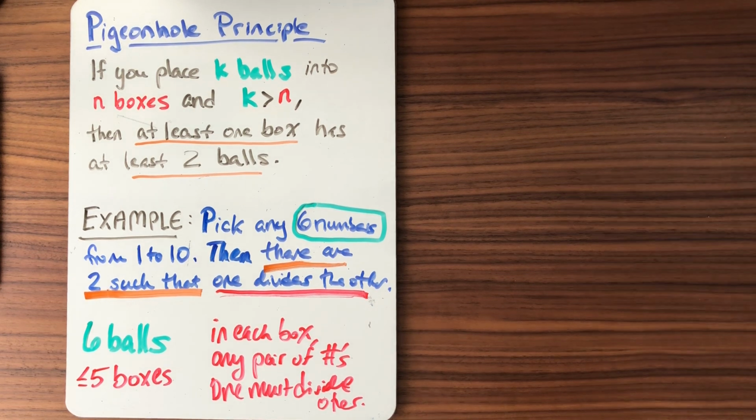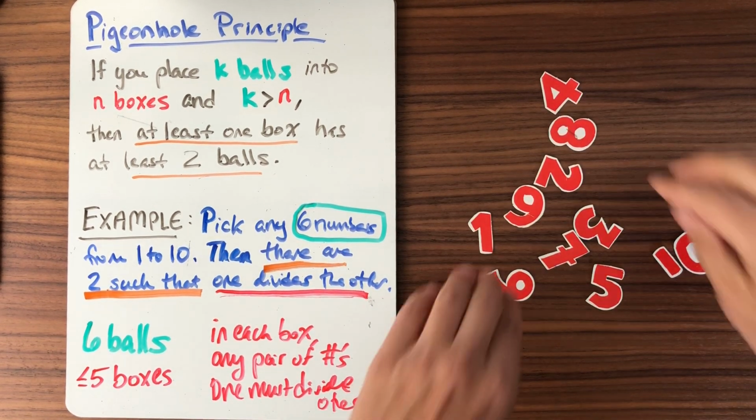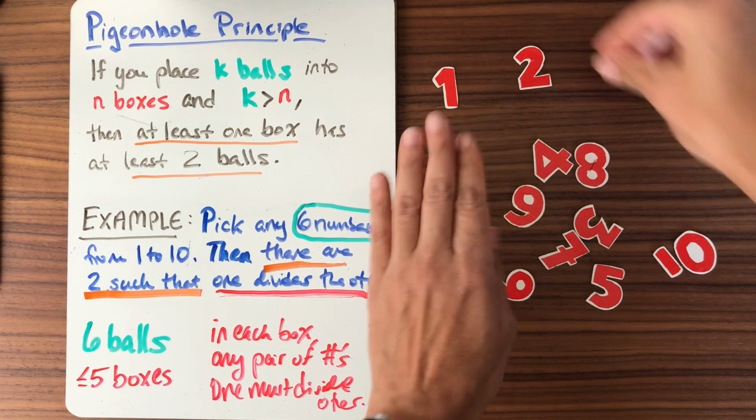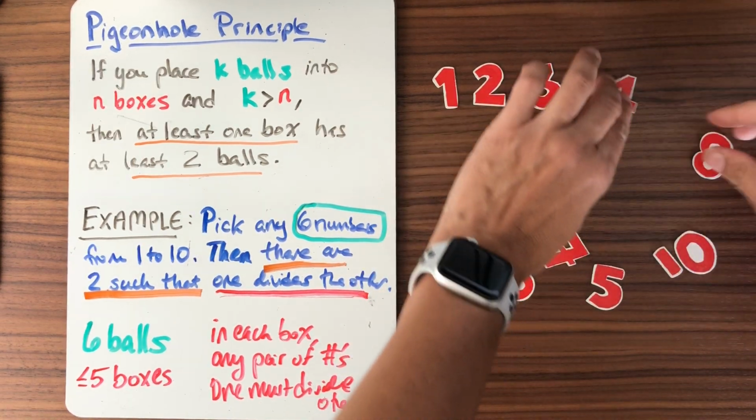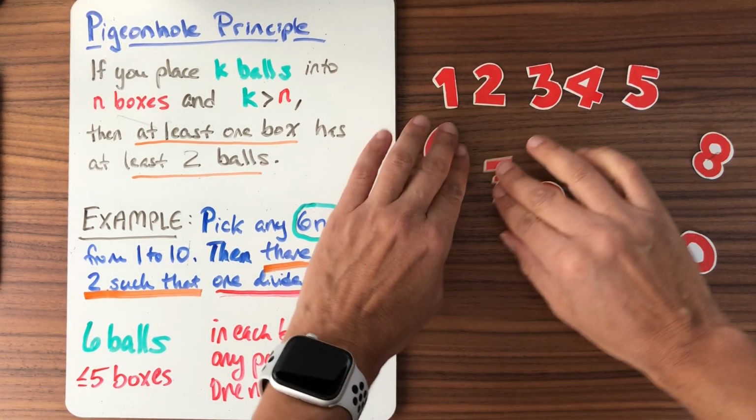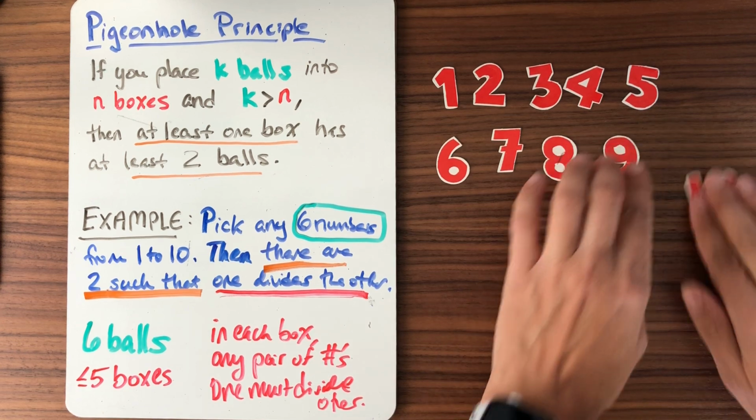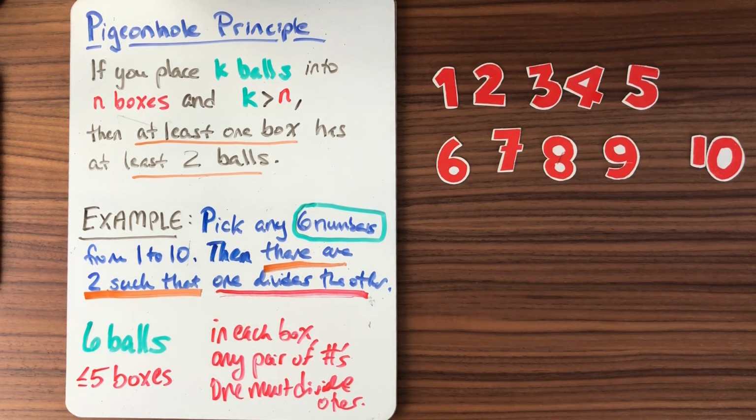So first of all, let's get some numbers. Here are numbers. Let's put them in some sensible order. How about numeric order? 1, 2, 3, 4, 5, 6, 7, 8, 9, 10. Okay, here are my numbers. I need to group them together in a sensible way so that in each group, in each box, I have every pair of numbers, one divides the other. Okay, so 1 could kind of go in any box.